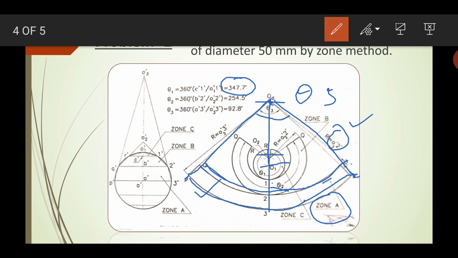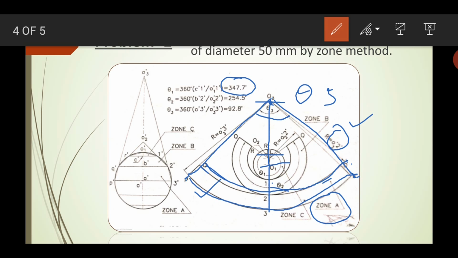Now with the center O3, the radius O3 dash and 2 dash, then we will get the Q and Q angle. Another arc QQ is shown. Now PP and QQ is the development of zone A. So that is the development of zone A.